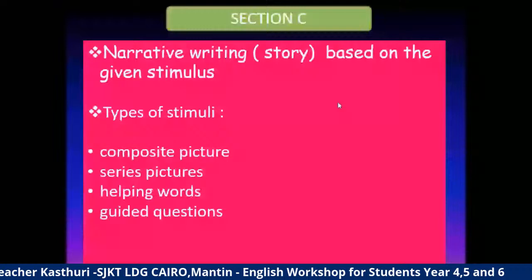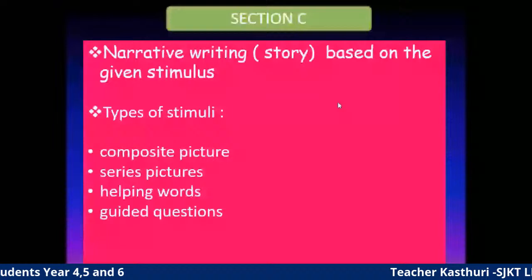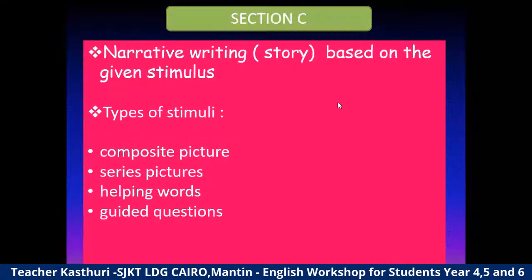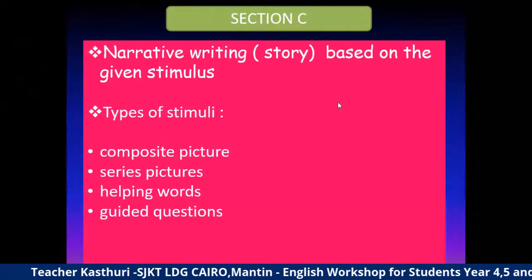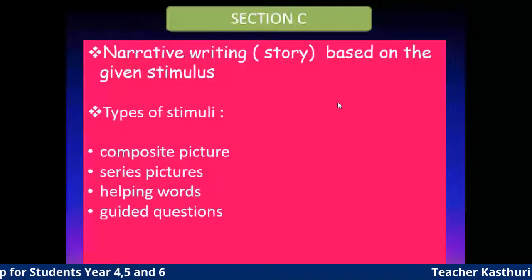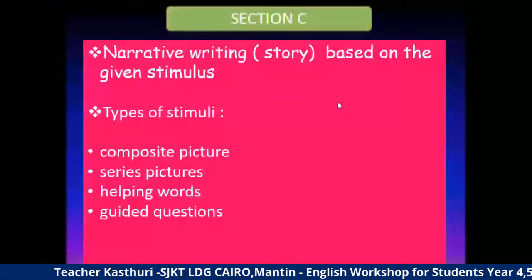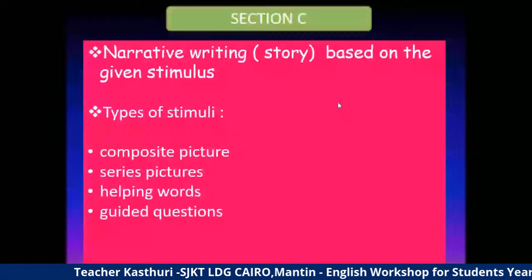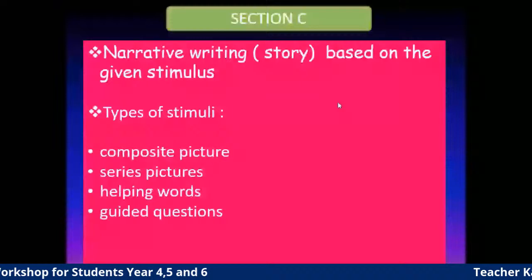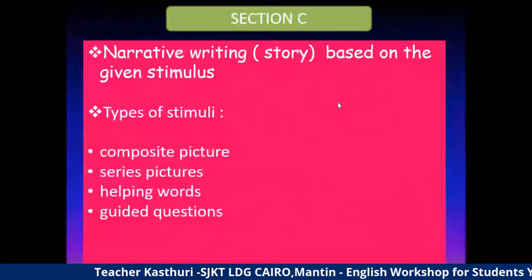Right now, Section C, narrative writing, is a story based on the given stimulus. What are the types of stimuli in Section C? A composite picture, where they will give you some guided words for you to create a story, and a series of pictures. Normally the composite picture will come in Section C question number 1, and the series of pictures will come in Section C2, with 3 or 4 pictures sometimes, and with some helping words, guided words, and guided questions. Normally for the SJKT paper, they will give you pictures and some notes expansion.